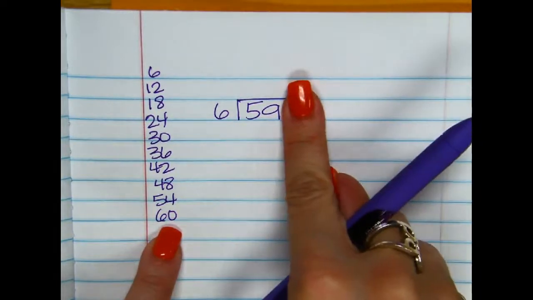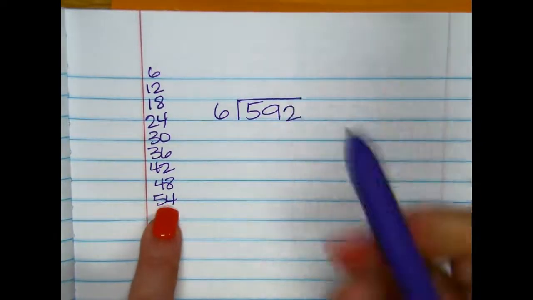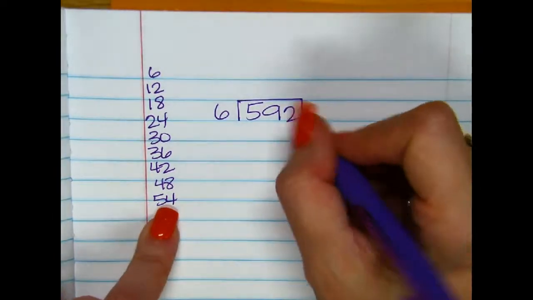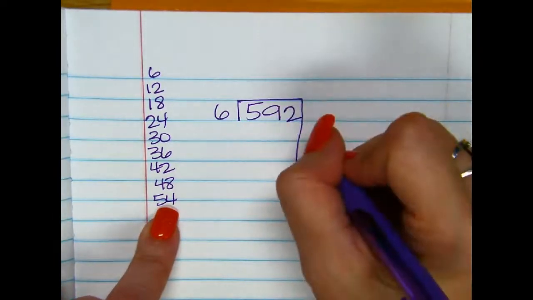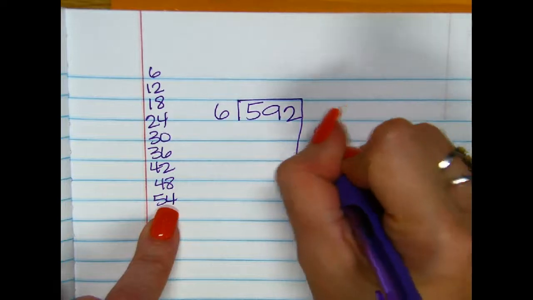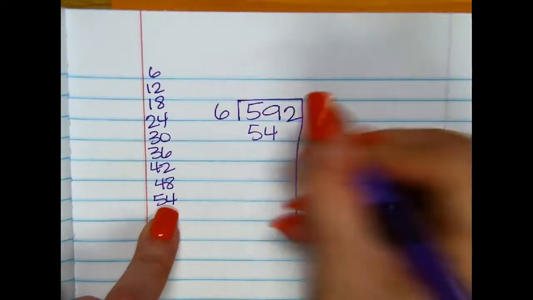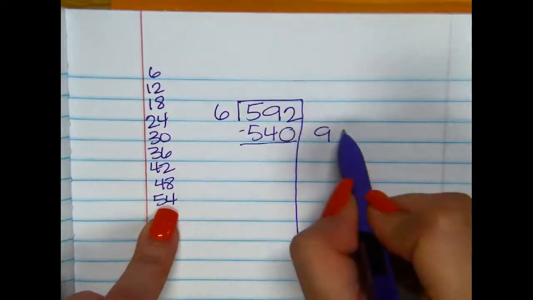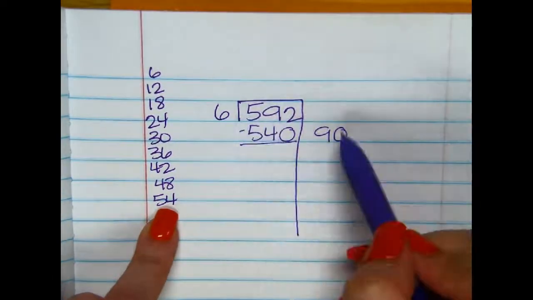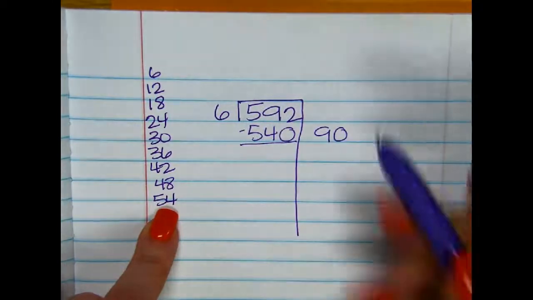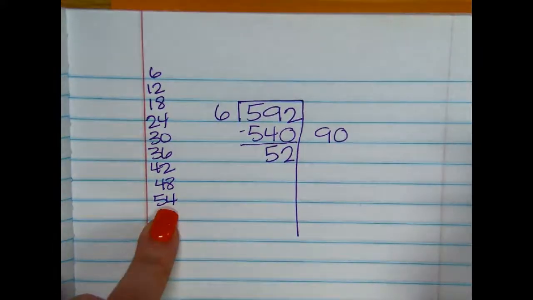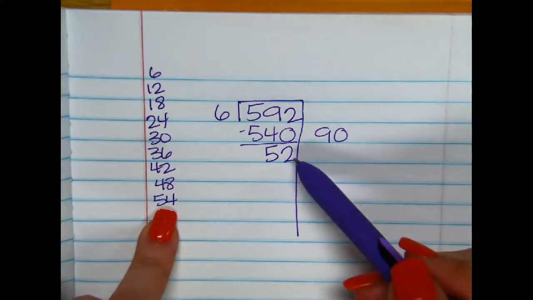We're not estimating right now. Can't do that. So 54 has to be the multiple we pick. So 6 times what gives us 54? 9. That's our basic fact. What we can do is put an extra 0. So that would be 6 times 90 is 540. Subtract as usual. Let's see what we have left. Well, we have 52 left.